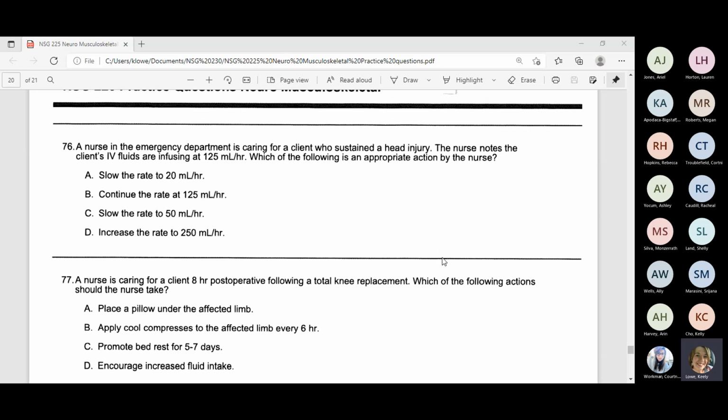Nurse in the emergency department is caring for a client who sustained a head injury. The nurse notes the client's IV fluids are infusing at 125 milliliters an hour. Which of the following is an appropriate action by the nurse? What do you think we can rule out? Increase. Yeah. So they got a head injury. We're worried about increased intracranial pressure. We don't want to increase it. Do we think that 125 may be problematic?